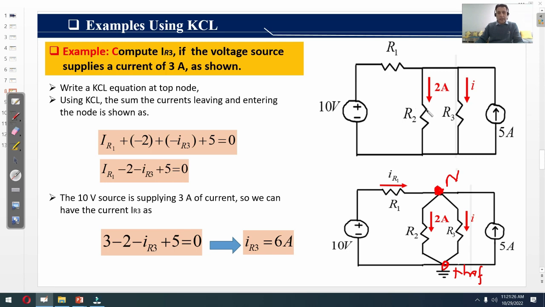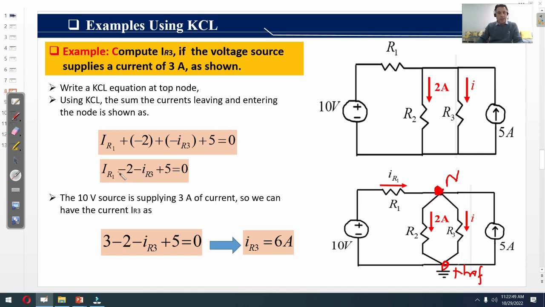In order to further clarify this circuit, it is redrawn as shown below. I labeled the current IR1, which is the current across the resistor R1, and I also labeled node N, which is common to all the circuit elements, and the reference node. So we apply Kirchhoff's current law on the upper node: IR1 minus 2 minus IR3 plus 5 is equal to 0. I have written a plus sign with IR1 and the 5 ampere, because IR1 and the current of this independent source are entering this node, while I write the minus sign with the current across R2 and the current across R3, because these are the currents leaving this node.